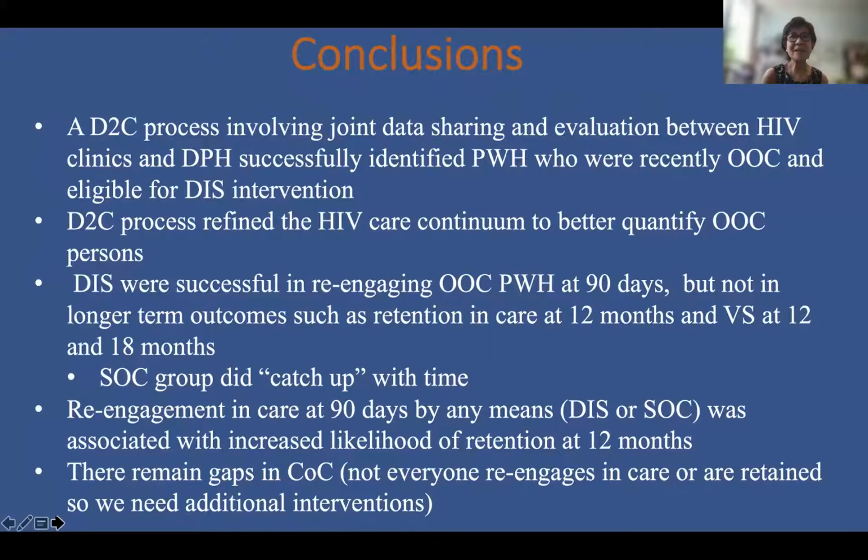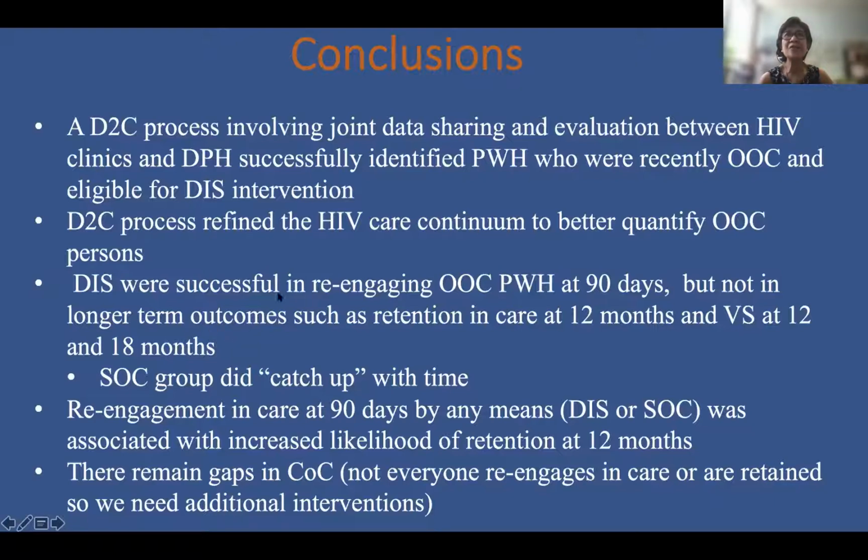Okay, so the conclusion of all of this is that the data to care process, which involves joint data sharing and evaluation between HIV clinics and the DPH, was a hard thing to do, but they did successfully identify PWH who were recently out of care and eligible for the DIS intervention. The data to care process actually refined the continuum so that we could better quantify who we really thought was out of care, which I think was important.